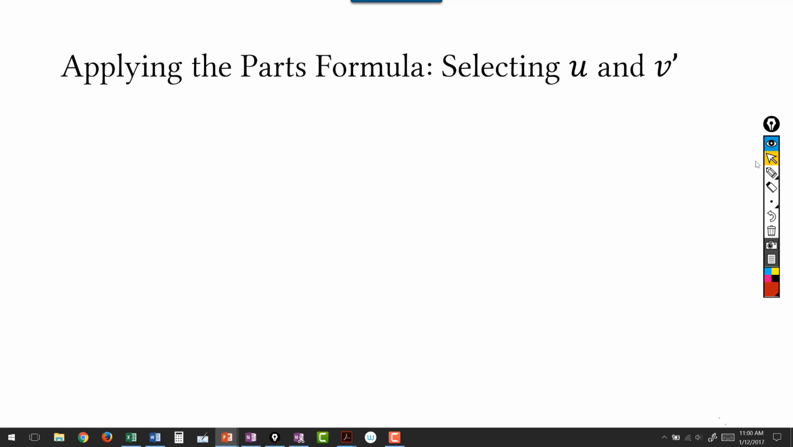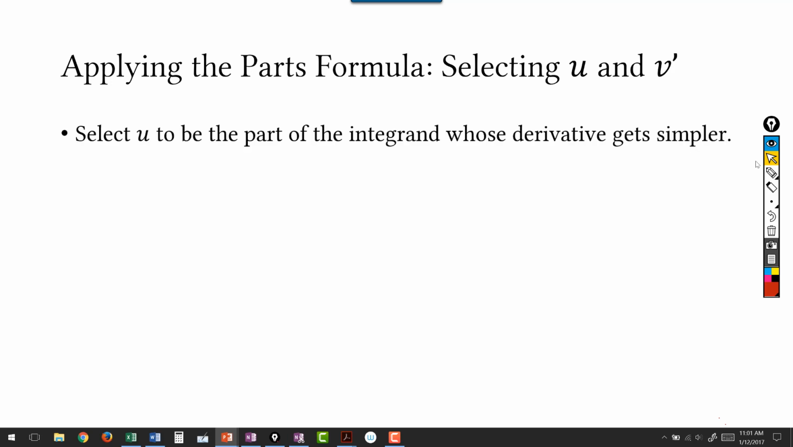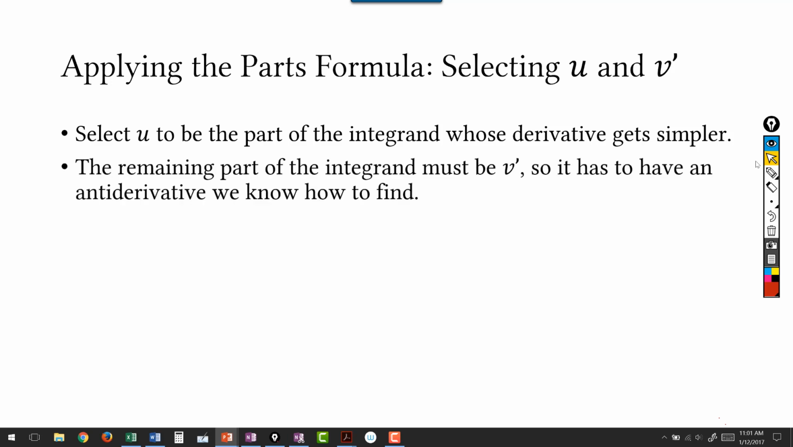So now we talk about how to apply the parts formula. It's going to be up to us to figure out what the u is going to be in the integral and what the v prime is going to be. Now we have some general guidelines. Like a lot of things, these don't apply in every situation, but generally speaking, we're going to select u to be the part of the integrand whose derivative gets simpler, which leaves the rest of the integrand to be v prime. So that has to be something that we know how to integrate.